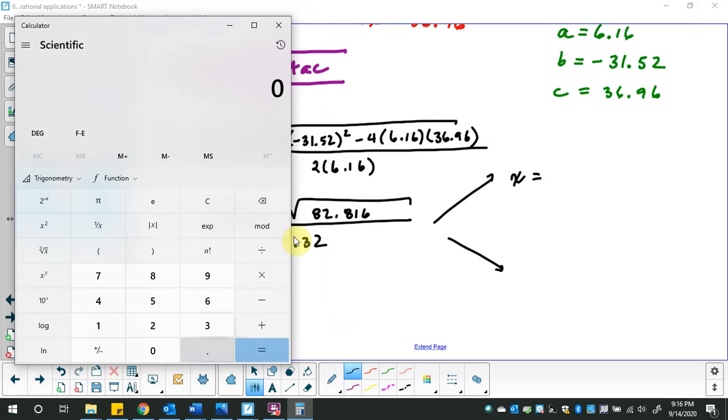So the first digit was 31.52 positive, and then I add 82.816, but I have to square root it, equals to find that overall top answer, and then I divide by the denominator, which is 12.32, and I get an overall answer that is huge. I'm going to choose to round to 2 decimal places, so I'm going to write 3.30.